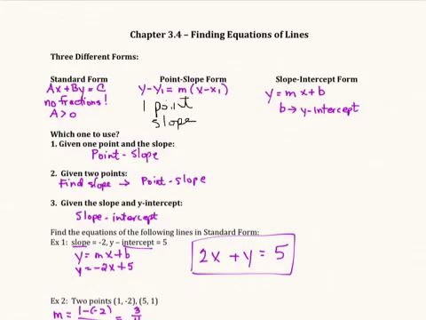Now the third form that we have is slope-intercept. You're used to this. The b right here is the y-intercept. This is where your line will cross the y-axis.